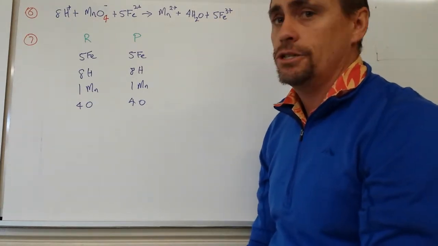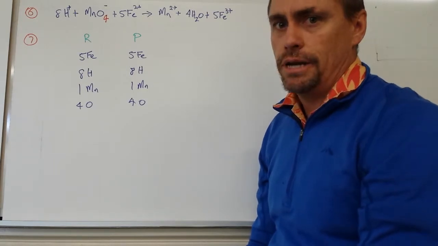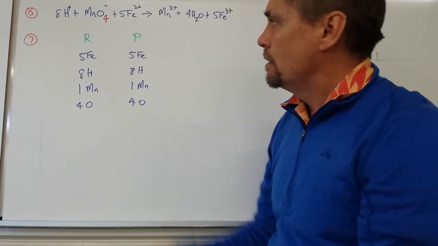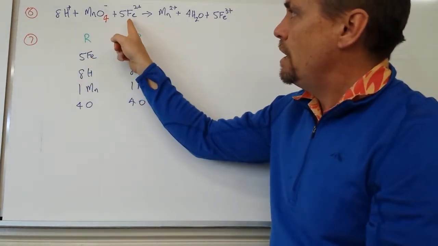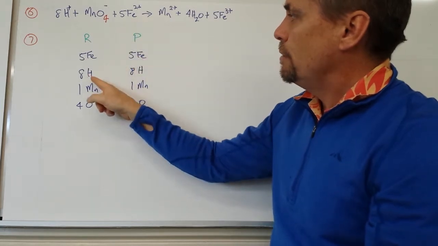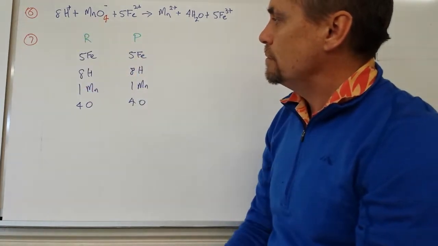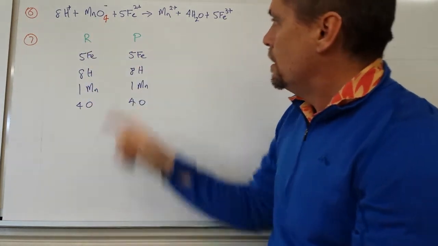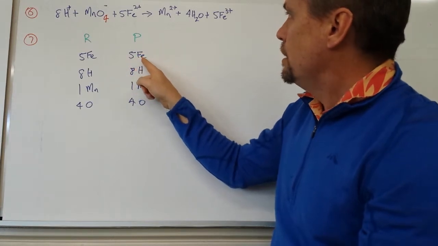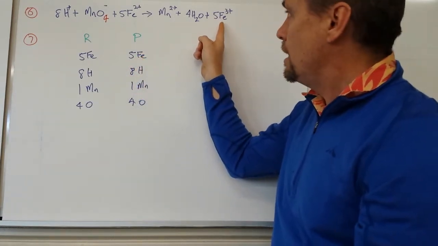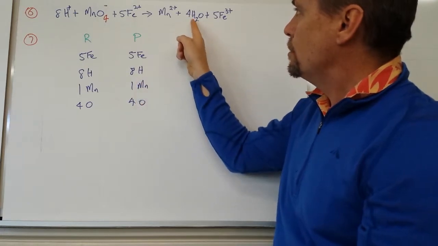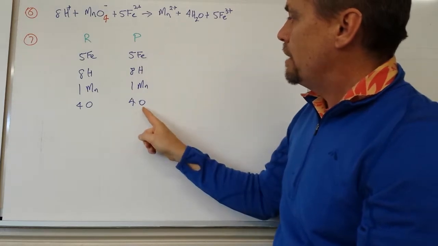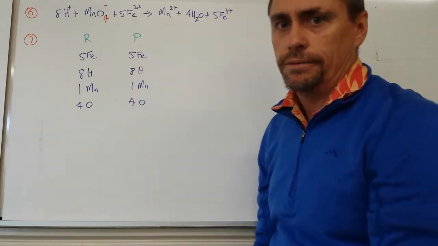Now we're not quite finished. We need to balance both the number of atoms and the charges on both sides. So if we look to the reactants first, we have 5 iron atoms, we have 8 hydrogen atoms, we have 1 manganese atom, and we have 4 oxygen atoms. On the right-hand side in the products, we have 5 iron atoms, we have 8 hydrogen atoms coming from 4 times the 2 there, we have 1 manganese atom, and we have 4 oxygen atoms from our water.